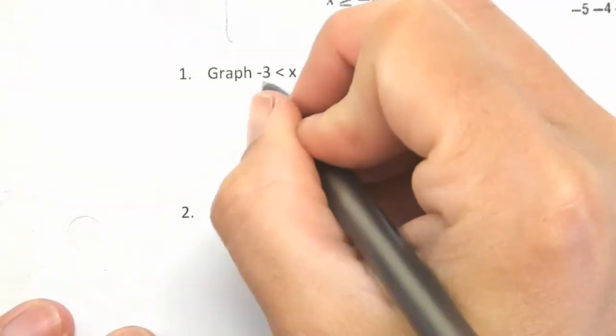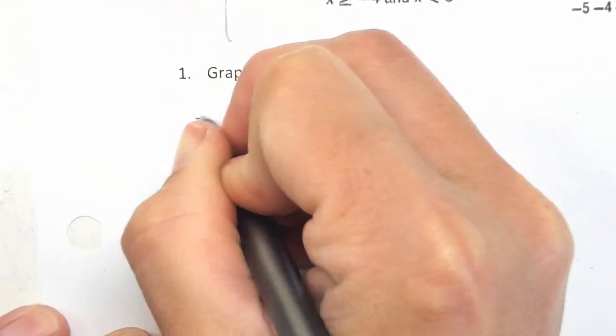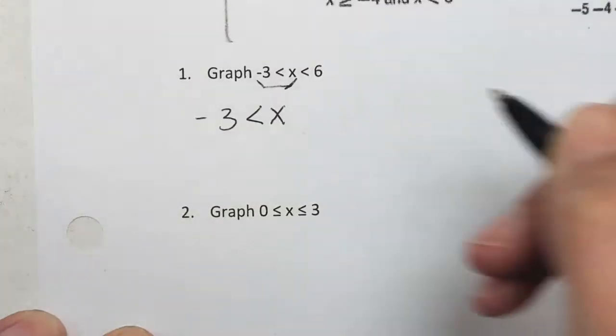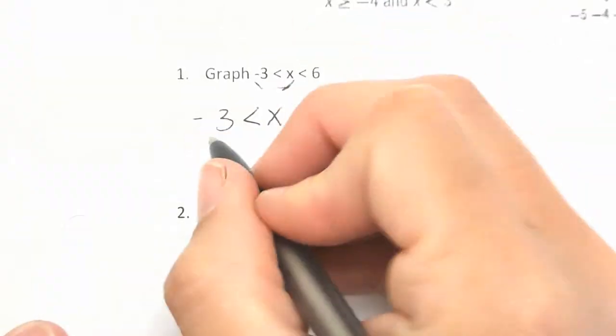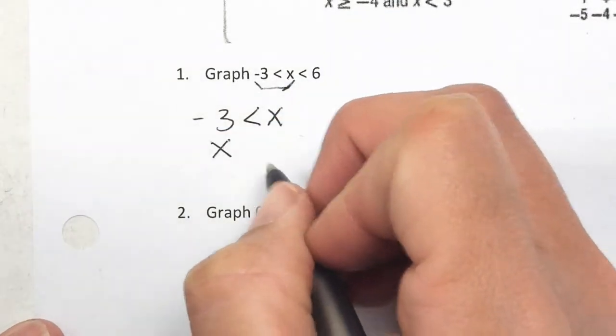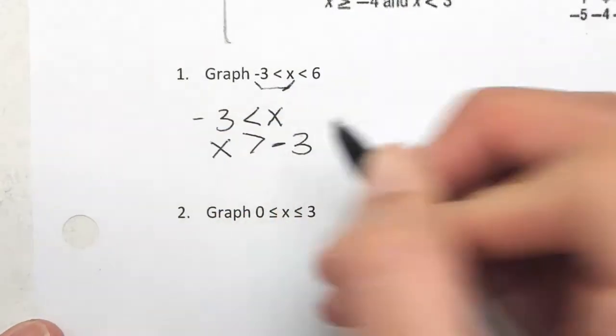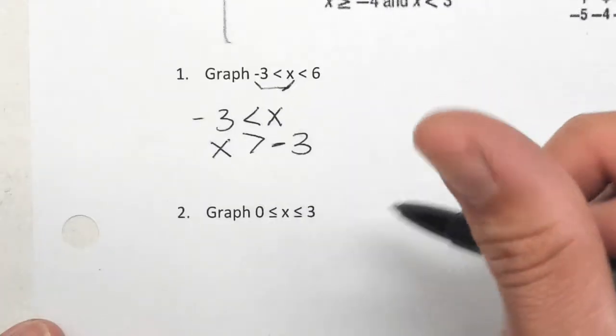Okay? So, first let's look at this one. Negative 3 is less than x. If we were going to graph this one, first we would have to do what? Flip it. Good. We want the variable to always be on what side? Left side. So when we swap it, we have to swap what else? The sign. Very good. And now that's the first one.